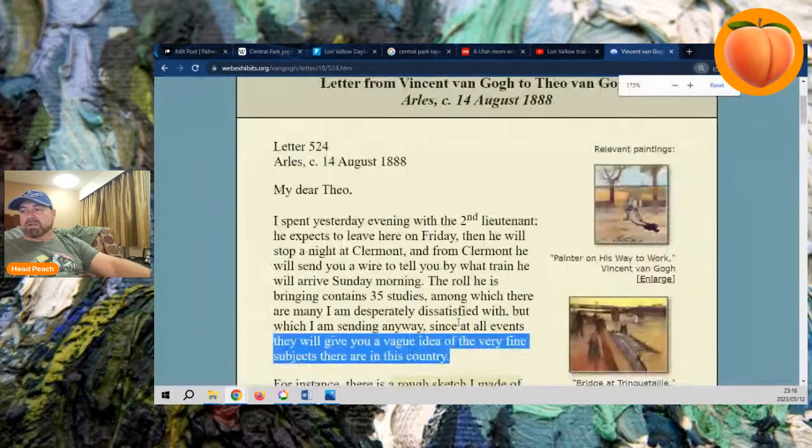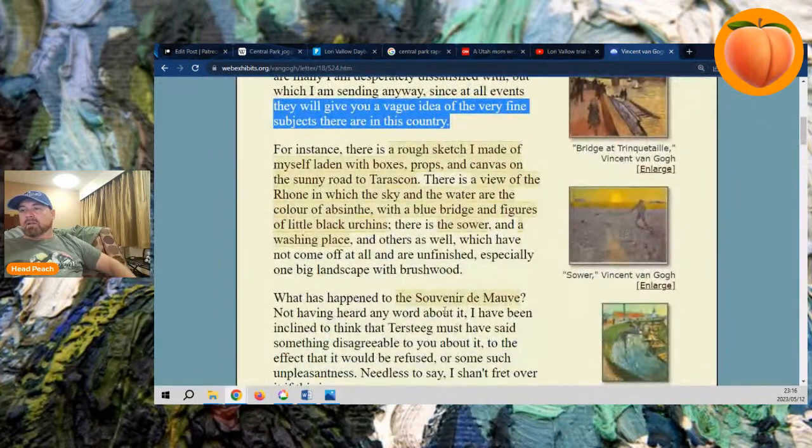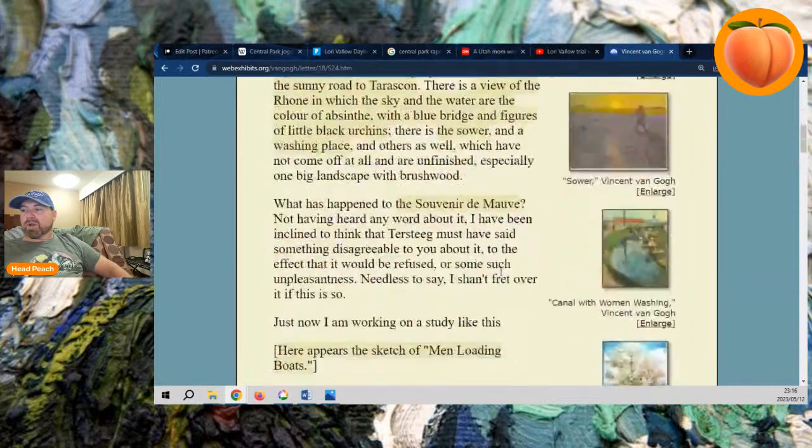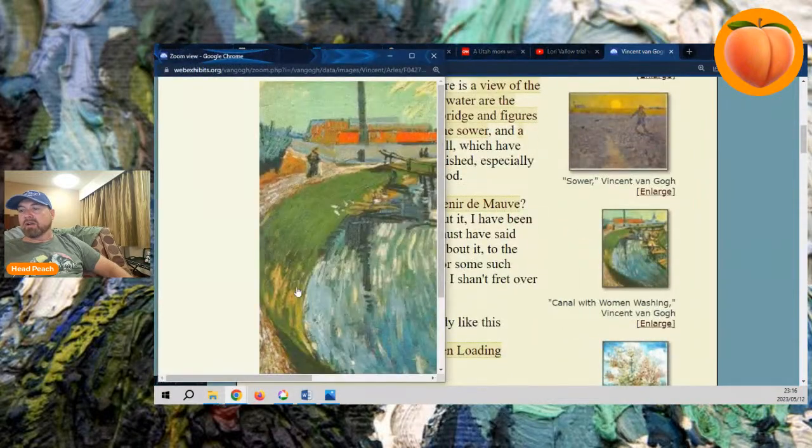Okay, so let's get back to this letter. It says there's a view of the road in which the sky and the water are the color of absinthe, with a blue bridge, and figures of little black urchins. There's the sewer and a washing place, and others as well. I think it's talking about this being the color of absinthe.